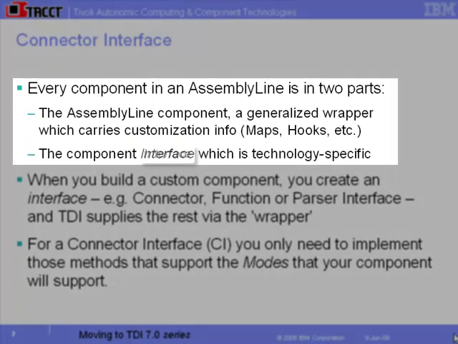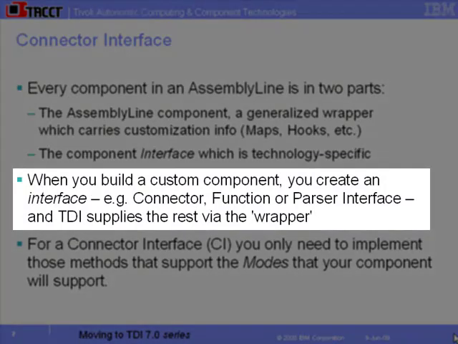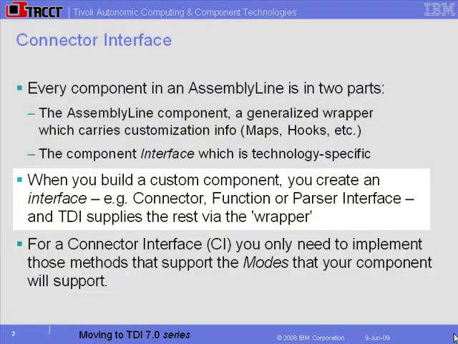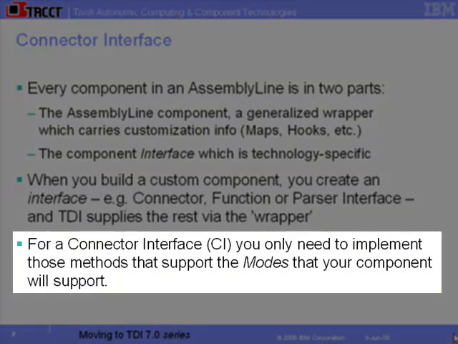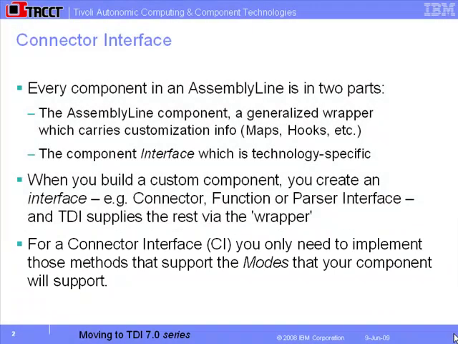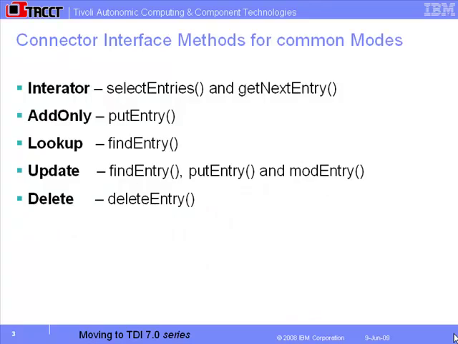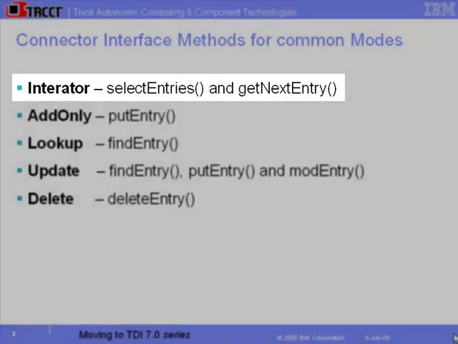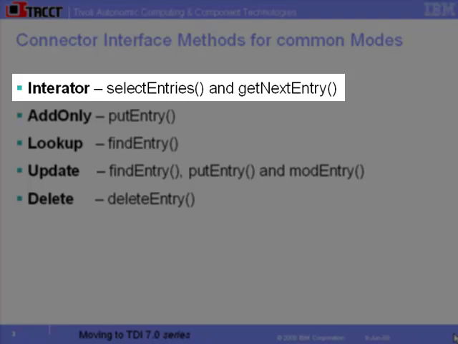And when you build a custom component, all you make is the interface. For a connector interface, you only need to implement those methods to support the modes that your component will support. And here is a list of the interface methods for the most commonly used connector modes. We'll be doing iterator mode in this example.